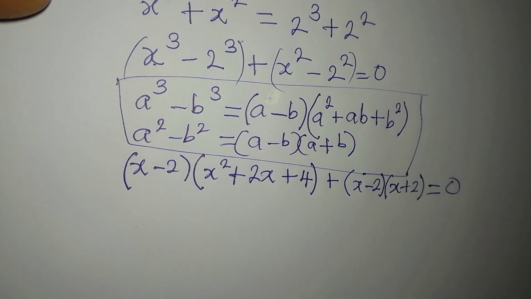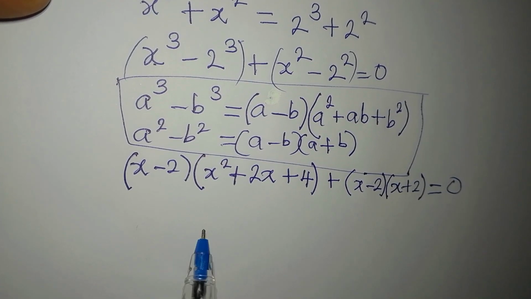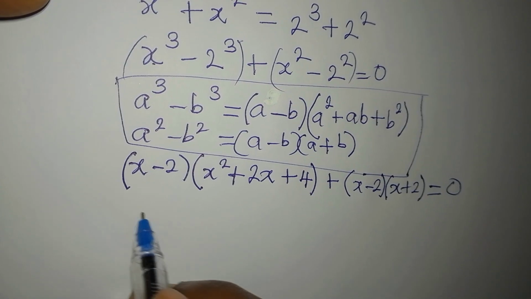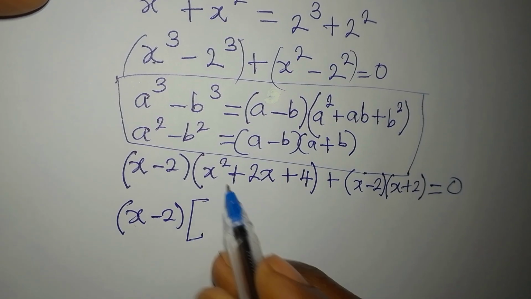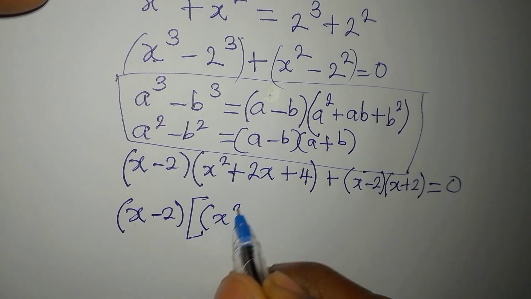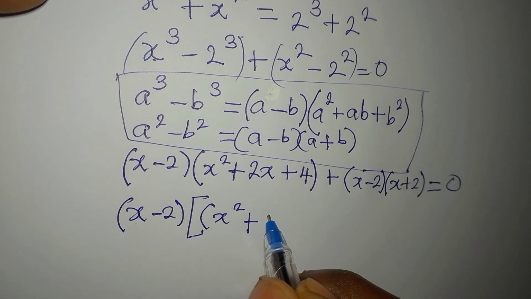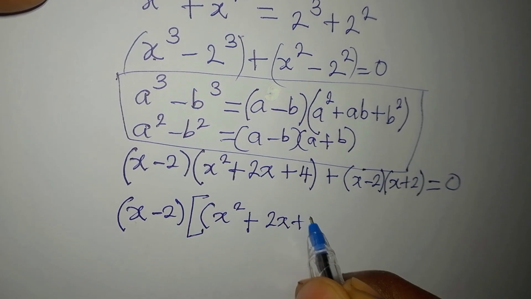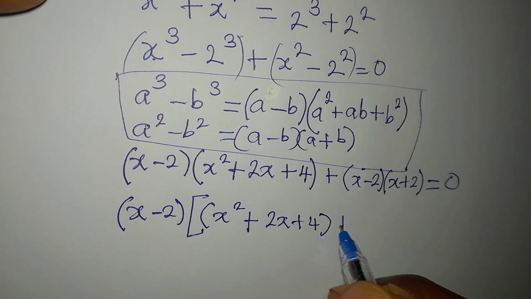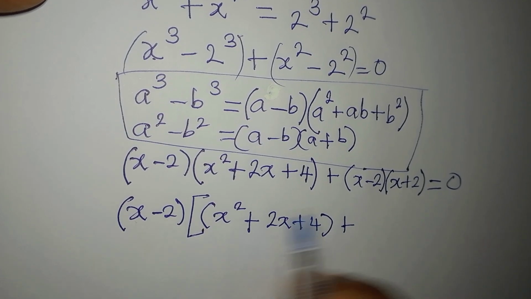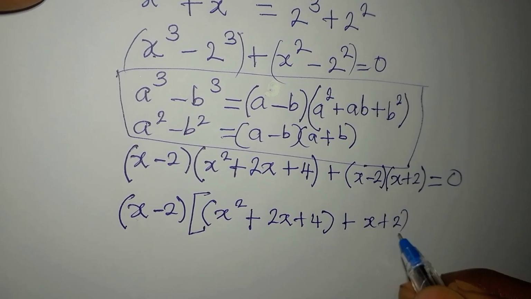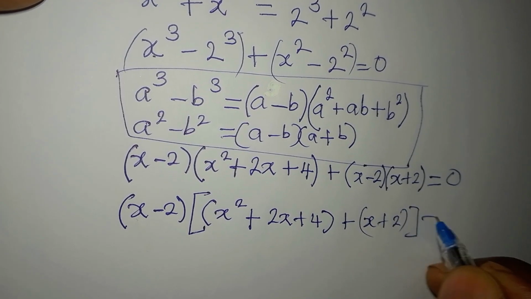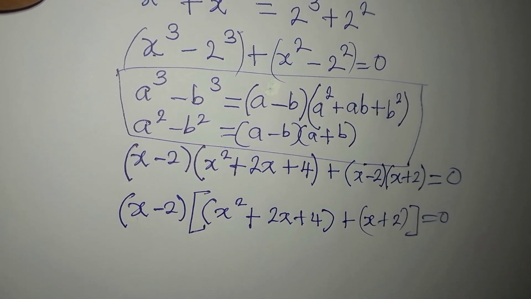Now, something is common to these terms, and it's x minus 2. So we'll factorize x minus 2 out. Then here I have x squared plus 2x plus 4. Then plus x minus 2 is already out. I have x plus 2. Close bracket, and we equate to 0.